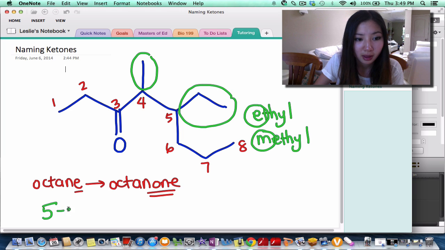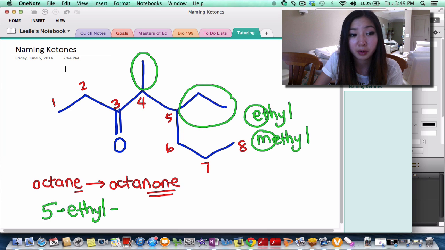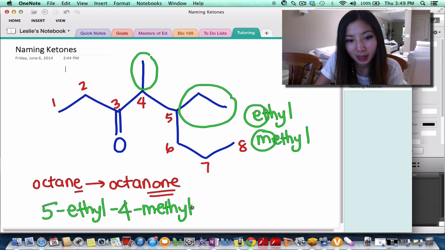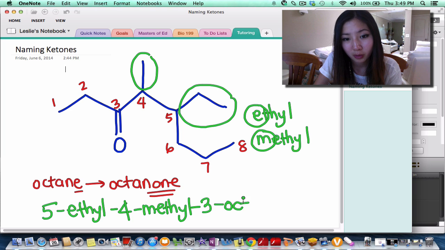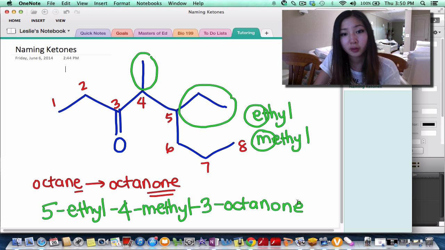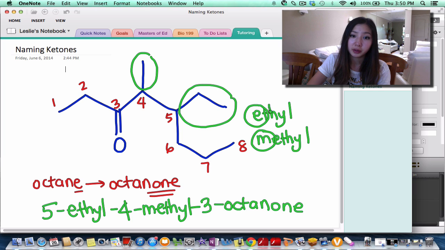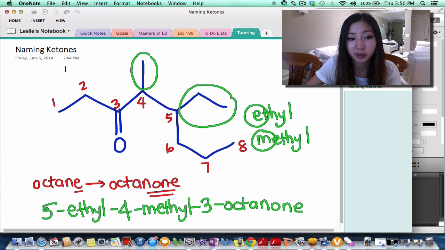So you would name this 5 ethyl dash. Remember, dashes are going to separate numbers and words always. So 5 dash ethyl dash. Now we've got to number the methyl. 4 dash methyl dash 3 to signify where the carbonyl is, and then now we end with octanone. So it's pretty simple. The only little tricky one here is that you do have to look for the alphabetical lettering of the beginning of your substituent. So since E does come before M, you would number this 5 ethyl 4 methyl rather than 4 methyl 5 ethyl. But other than that, that's how you would do this example.